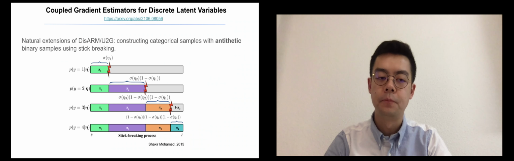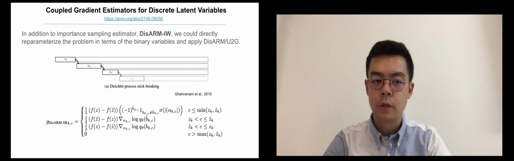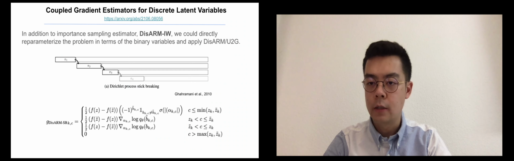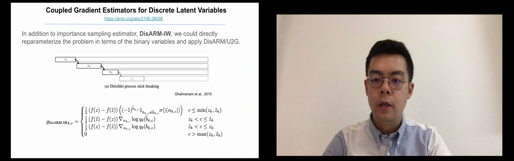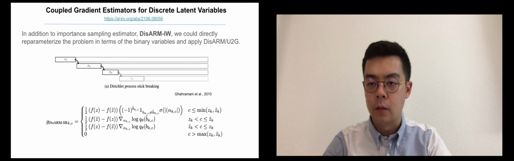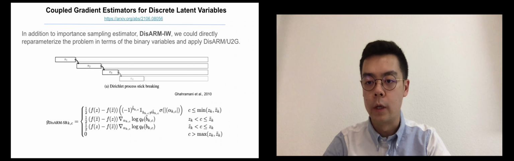In addition to the importance sampling estimators, which we proposed previously, we can also directly apply these reparameterizations to the problems in terms of the binary variables to construct the categorical samples, and then apply DisARM or U2G on those categorical samples. Then we reach a different version of gradient estimators. This way, we get a gradient estimator which is a natural extension of DisARM using categorical samples, but the construction of the categorical samples uses a sequence of binary variables with stick breaking.